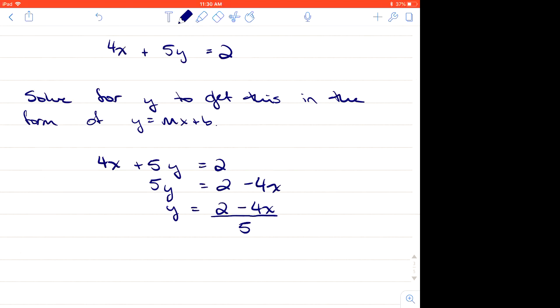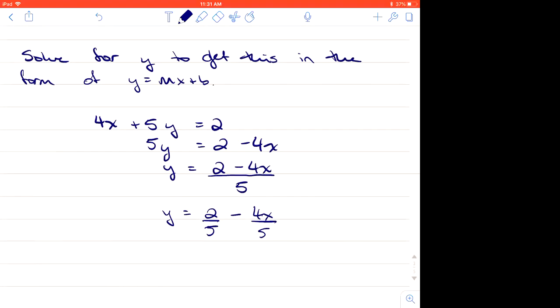We don't like to have that common denominator, so we can split this up. This is the same as saying y equals 2 divided by 5 minus 4x over 5. Right, that's kind of the reverse of what we were doing the other day. To subtract two fractions, we had to have the common denominator. If we have a common denominator, we can split them up and have them as two separate terms. So that's all we're doing here.